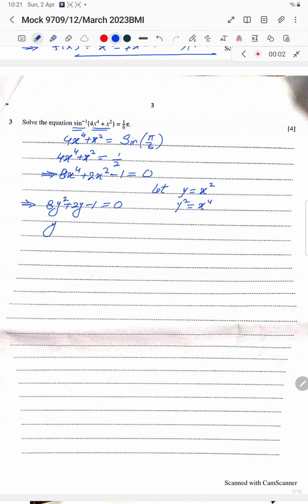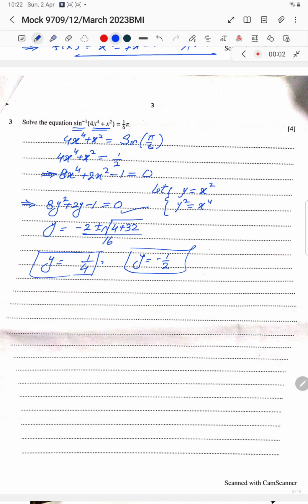So by using the calculator, I can get the answer. You can factorize, complete the square, or use the quadratic formula. So I get two values, y equal to 1 by 4 and y equal to minus 1 by 2. And keep in mind, this is not my final answer because actually I replaced x squared with y. So this is the answer for y. I'm interested to get x.